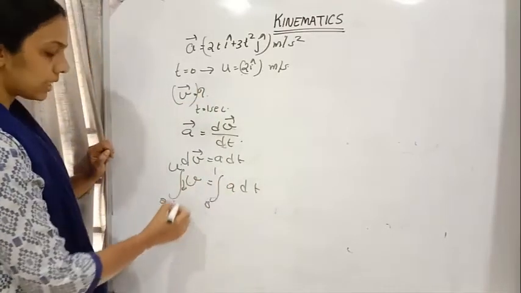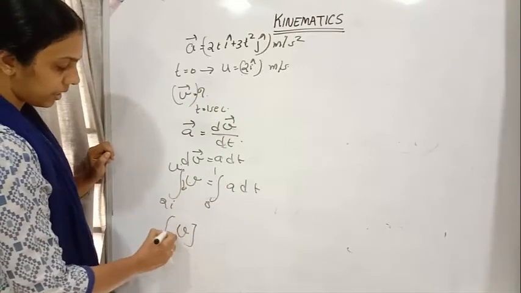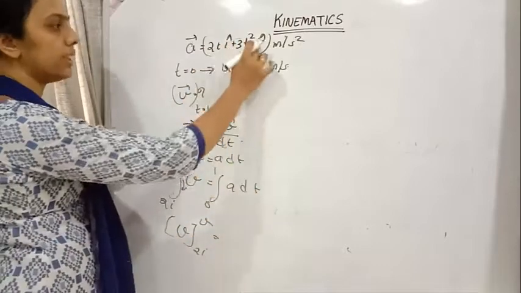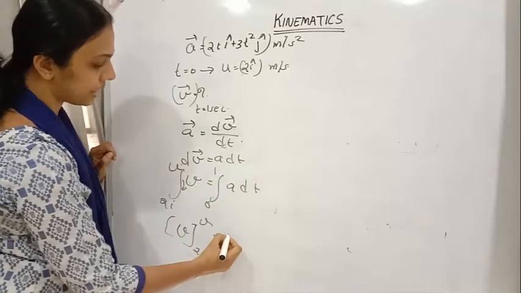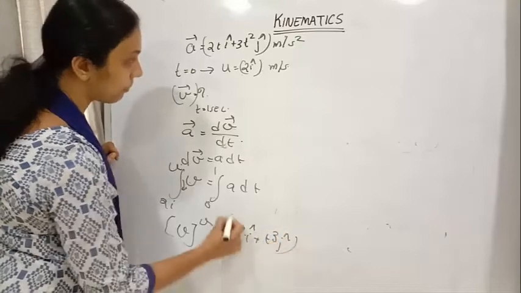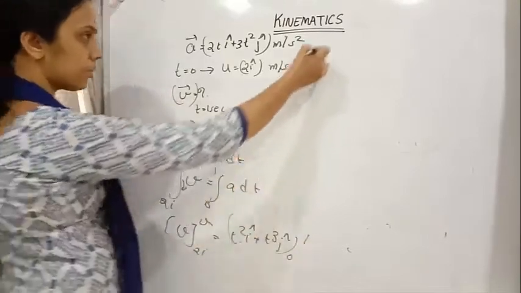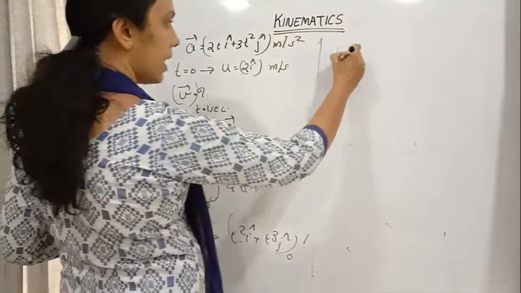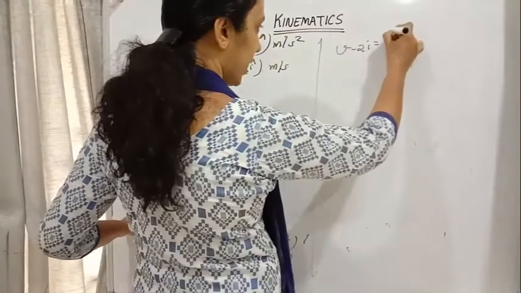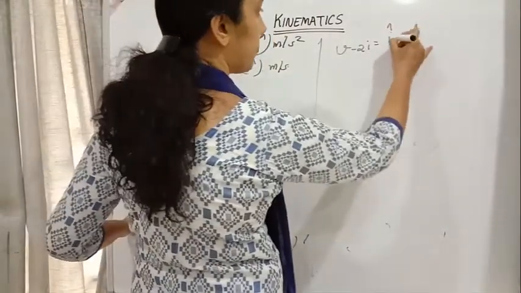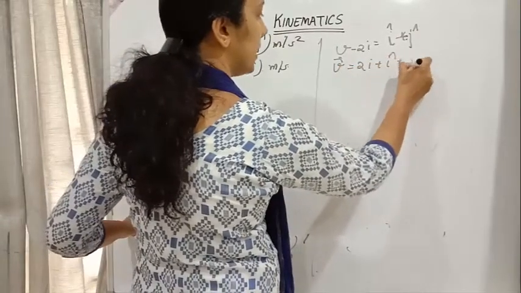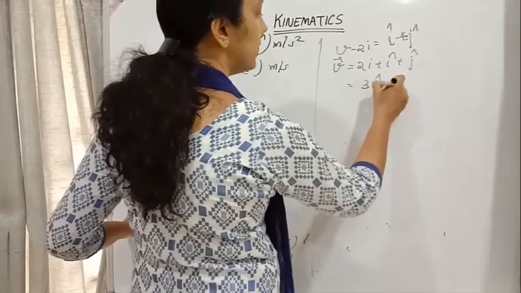So integral dv is v. We can apply 2i to v. For a dt, a is 2t. While integrating, we will be getting t square I cap plus t cube j cap, from 0 to 1. Substituting both the values, we will be getting v minus 2i equal to 1 I cap plus j cap. Therefore, v will be equal to 2i plus I cap plus j cap. Therefore, 3i plus j cap.